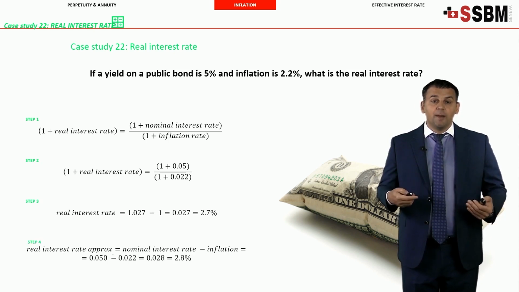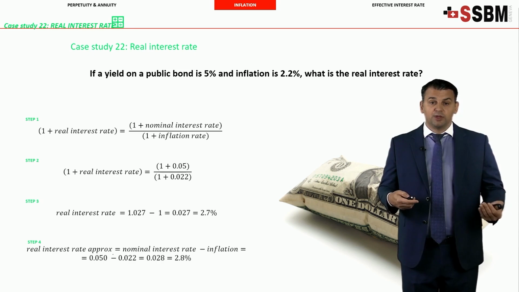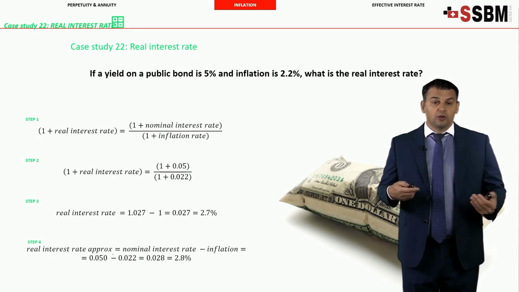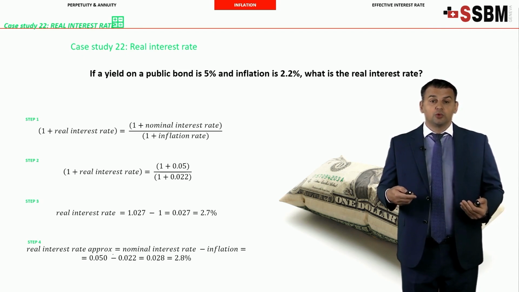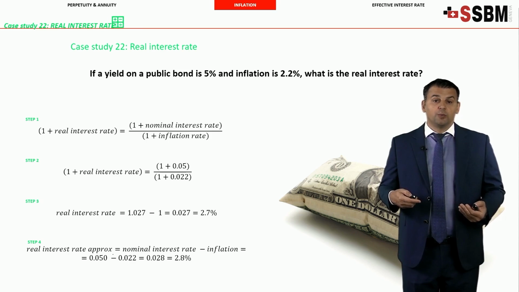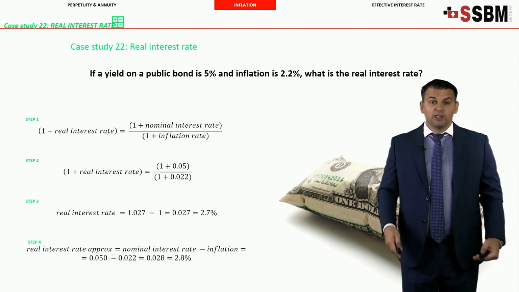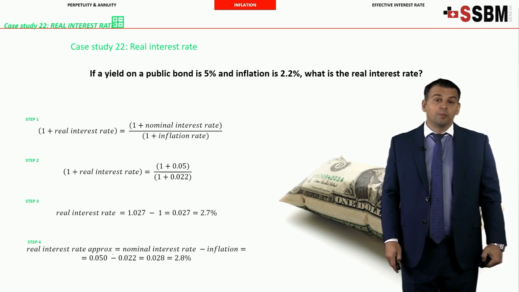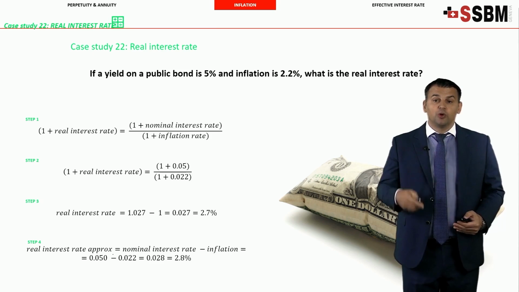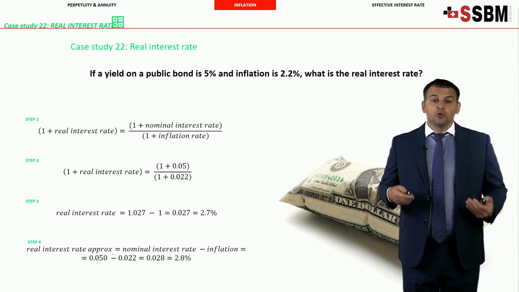To have some approximate calculation, as previously explained, you take your nominal rate, nominal yield, 5%, 0.05 minus 0.022, which is equal to 0.028 or 2.8%. As a conclusion here, we can say that your purchasing power resulting from this investment is 2.7%, which is your real rate of actual earning.